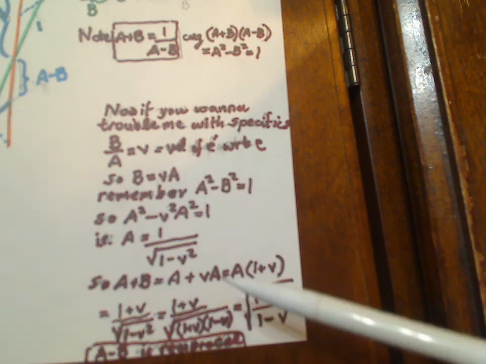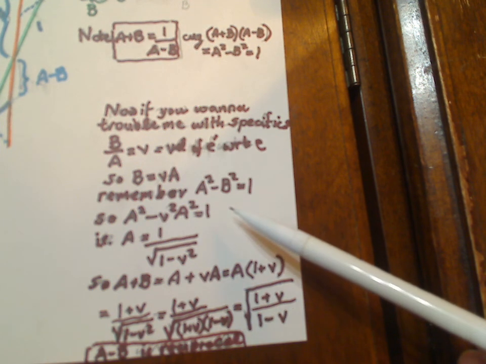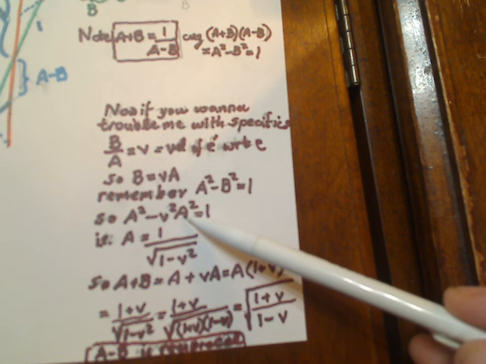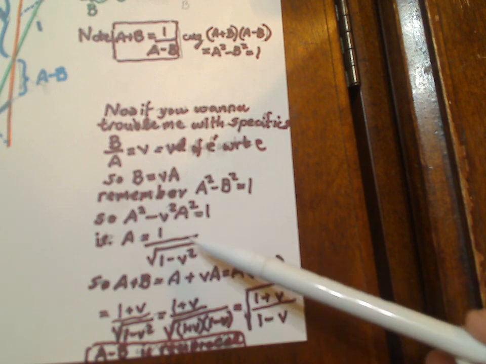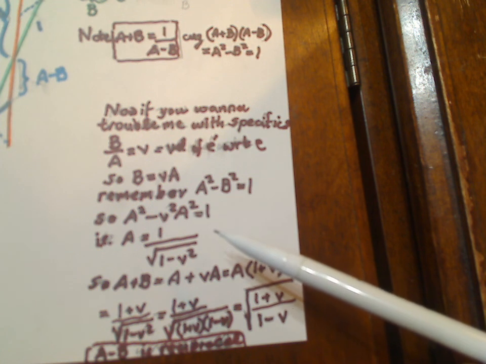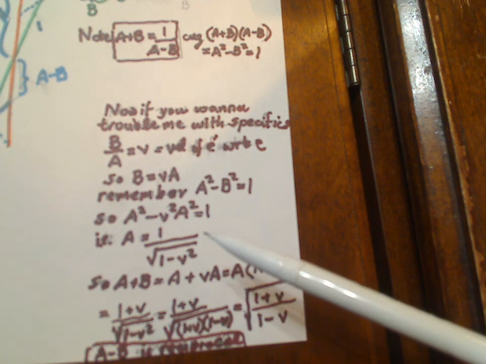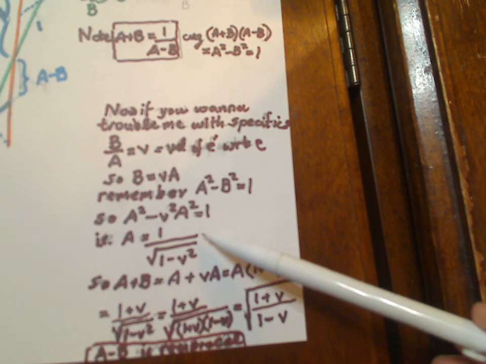Okay. But remember from before that a squared minus b squared is 1. So let's plug in that b equals va here. That a squared minus b squared, which is v squared a squared, is equal to 1. And therefore, doing a little bit of algebra, we're going to get that a squared times 1 minus v squared equals 1. So that means that a is equal to 1 over the square root of 1 minus v squared.